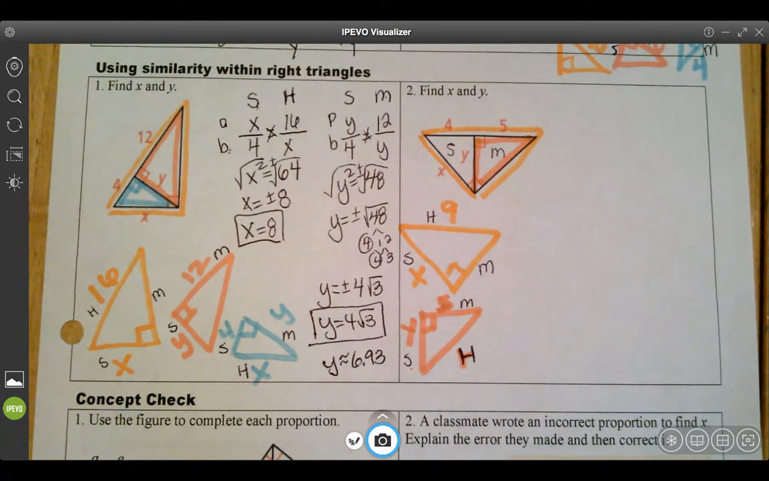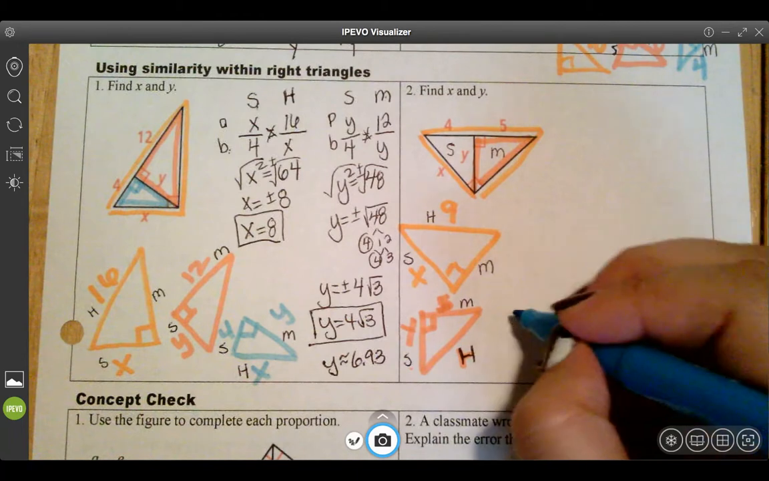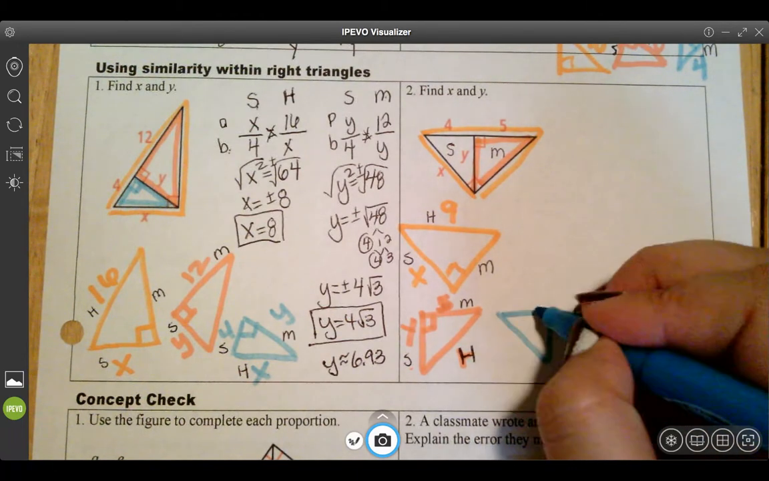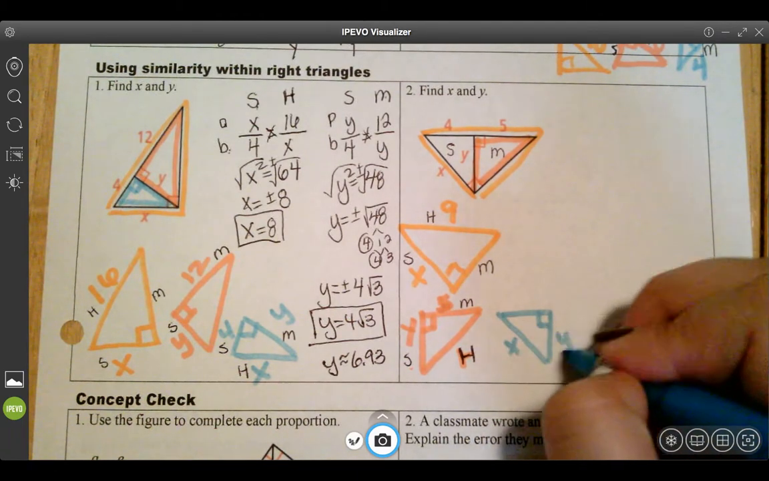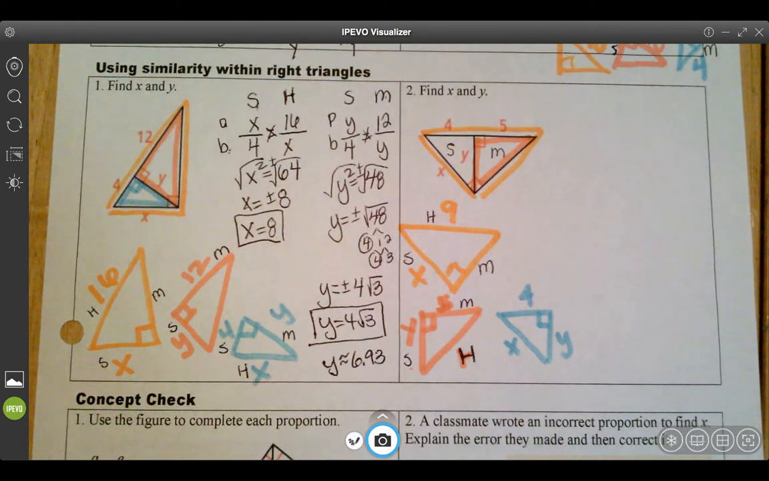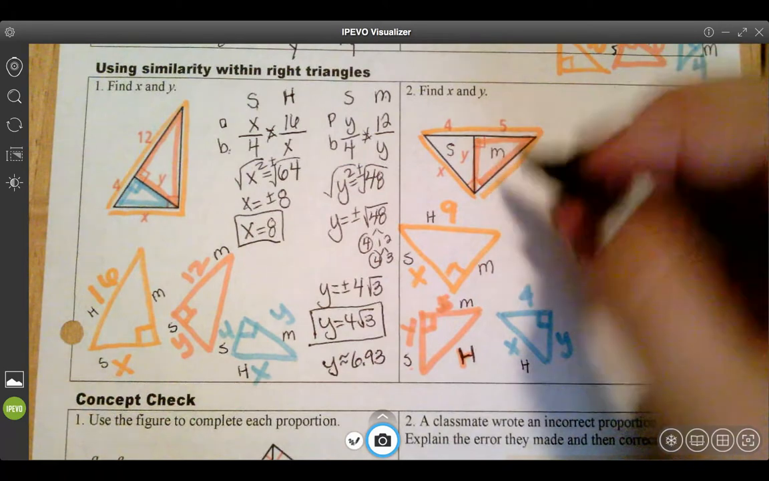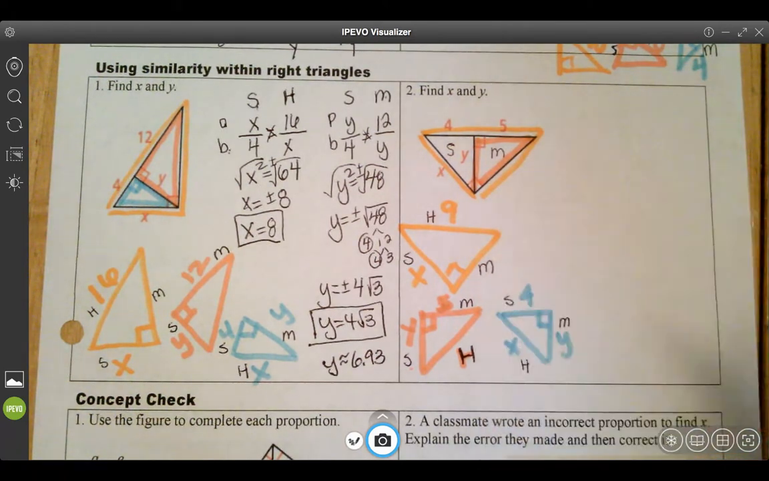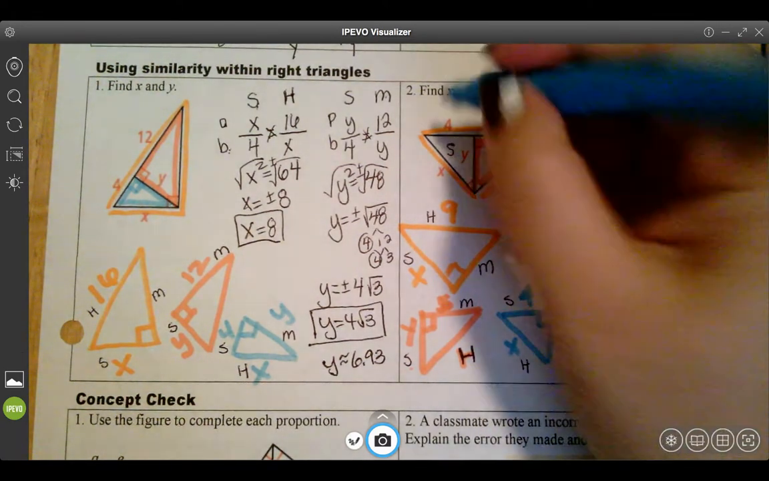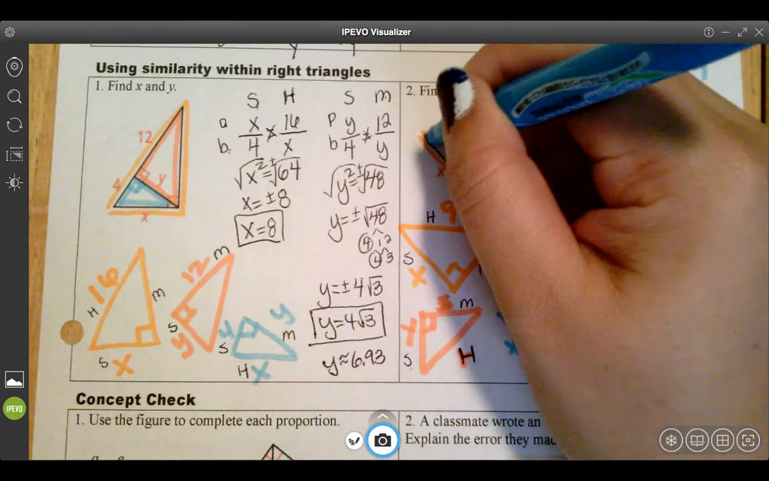And then we have our blue triangle. X, y, 4. Here's the hypotenuse. The shared leg of the small triangle is the medium leg. Small leg, blue triangle.